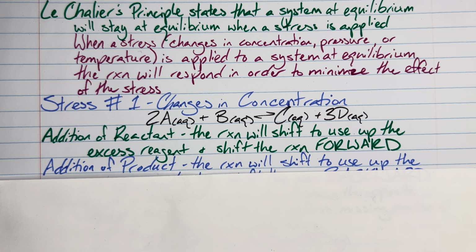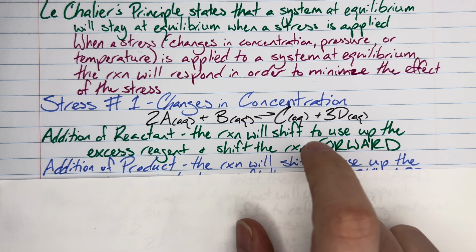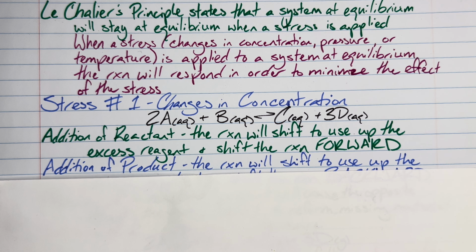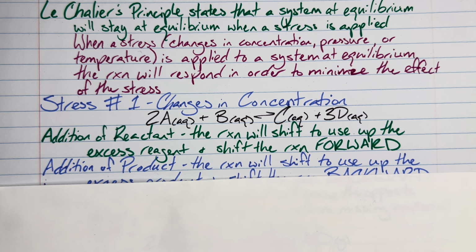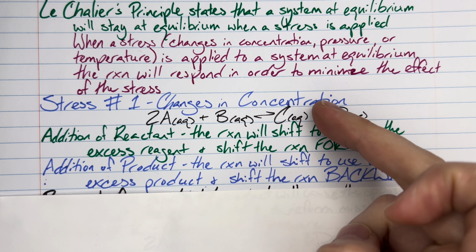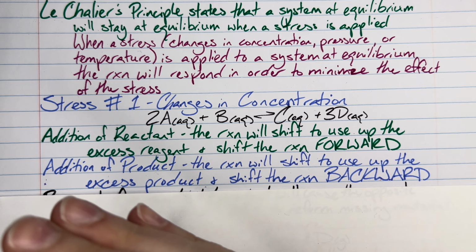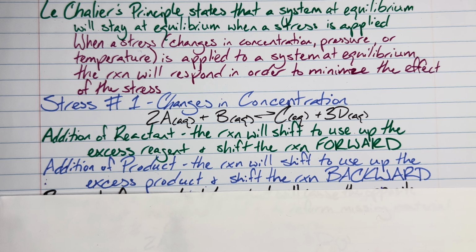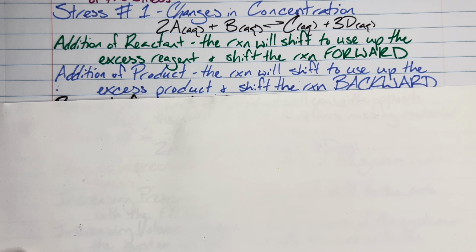If I were to add extra product, so extra B or C or D, the reaction will shift to use that excess product and shift the reaction backwards. So same thing, if I add too much to one side, the reaction will shift to kind of balance us back out by producing more of the other side of the reaction. So that's changes in concentration.